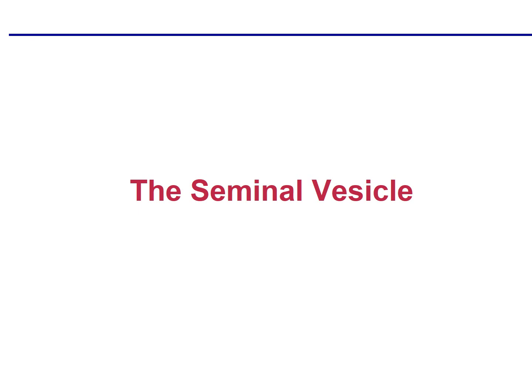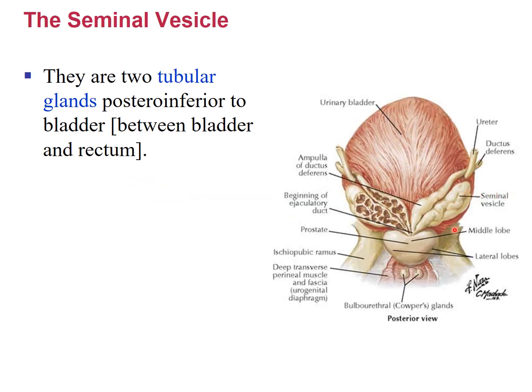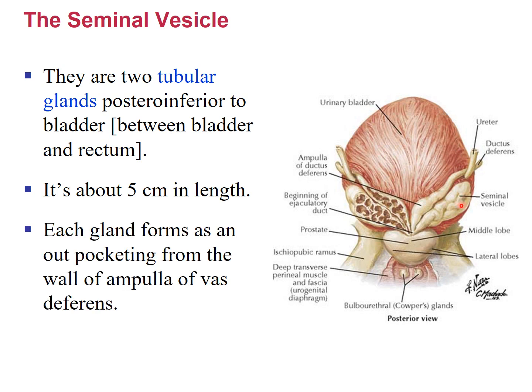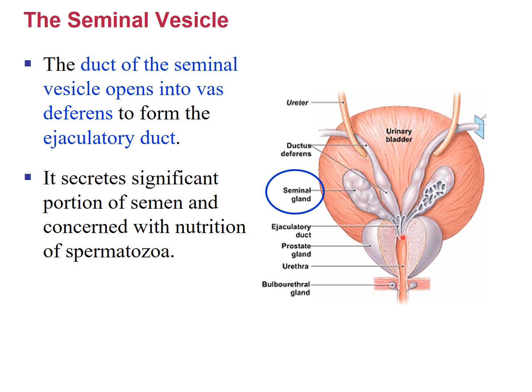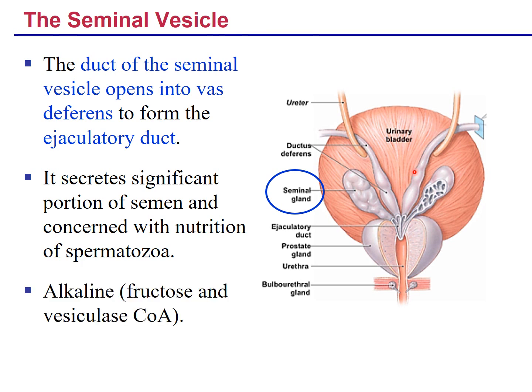The seminal vesicles. Seminal vesicles are two tubular glands that lie posterior and inferior to the urinary bladder. They lie between the urinary bladder and the rectum. The length of each seminal vesicle is about 5 cm to 10 cm. Each gland forms an outpocketing from the wall of the ampulla of the vas deferens. The duct of the seminal vesicle opens into the vas deferens to form the ejaculatory duct. The seminal vesicle secretes a significant portion of semen and is concerned with the nutrition of spermatozoa, and the secretion is alkaline in nature.